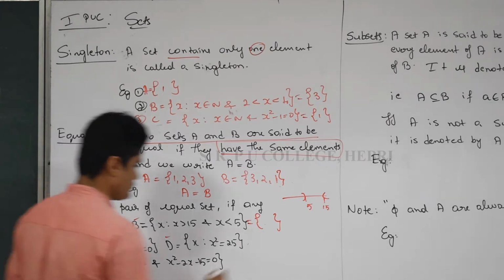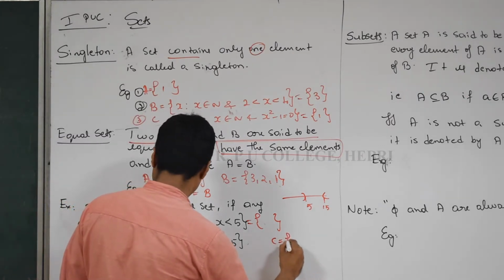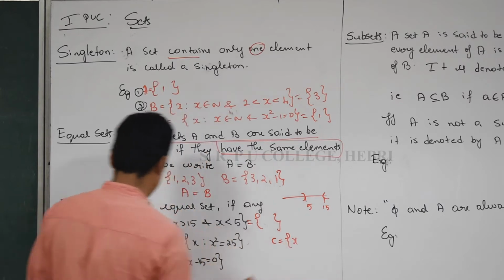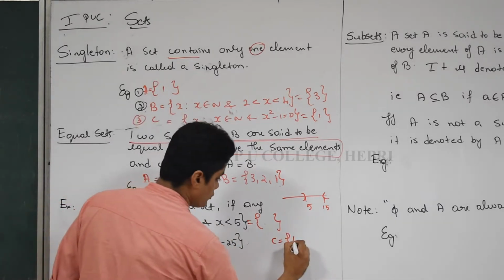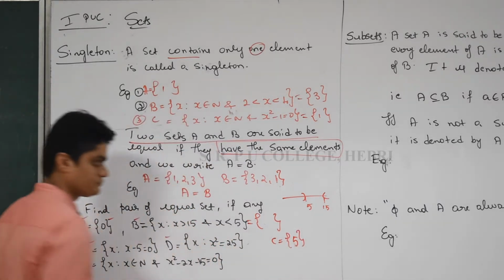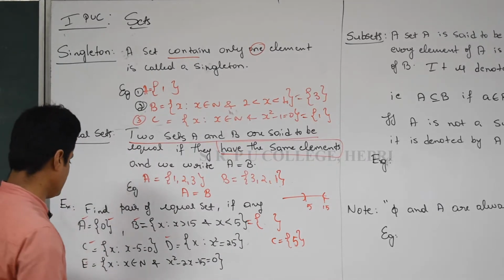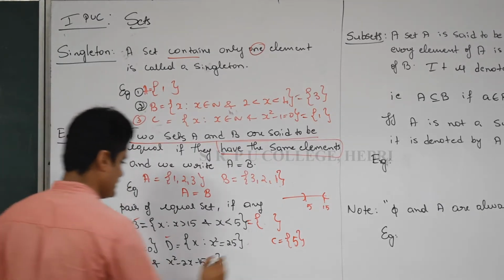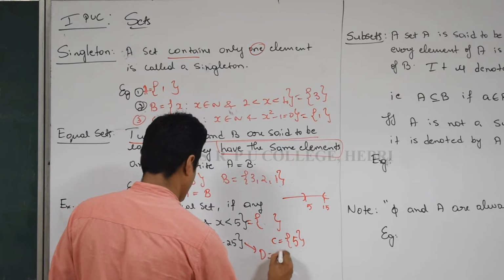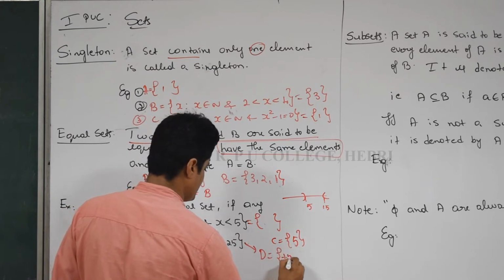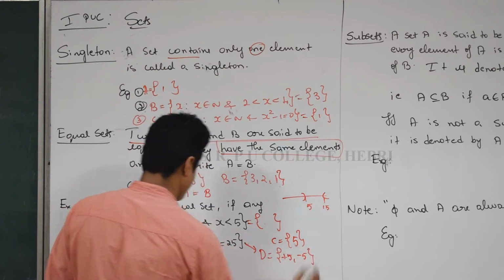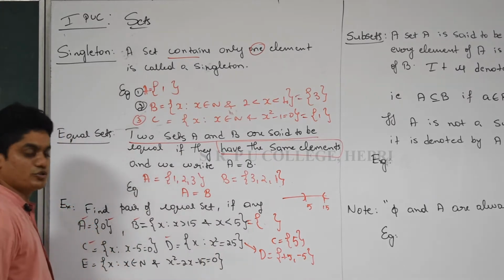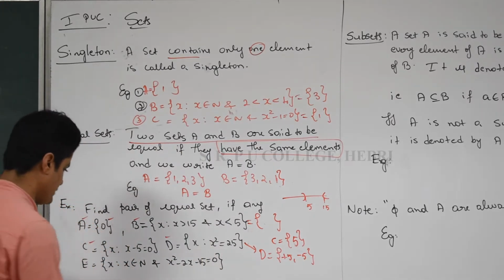What are the elements of C? C is equal to x such that x minus 5 is equal to 0. So it is only one element, a singleton, that is 5. Next, D is equal to plus 5, minus 5. X square is equal to 25, so plus or minus 5. And what is E?